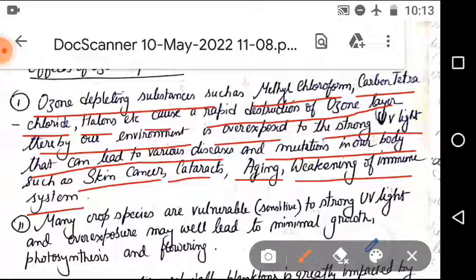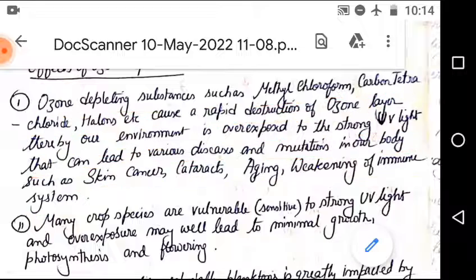Like I have said, it causes skin cancer, cataracts, and aging, meaning rapid increase of age. Even if you are young, your skin and face become wrinkled due to overexposure to the ultraviolet rays, and your immune system weakens. The main cause of all these conditions is the change in the information in the DNA, and that occurs due to the harmful ultraviolet light.